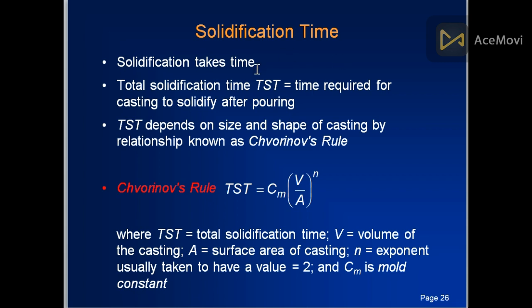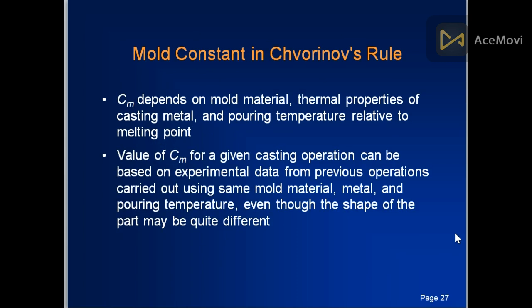Solidification time is extracted from Chvorinov's rule. TST is equal to Cm into V by A power n. V is the volume of the casting, A is the surface area of the casting, n is an exponent usually taken as 2, and Cm is the mold constant. The mold constant in Chvorinov's rule depends on the mold material, the thermal properties of the casting metal, and also the pouring temperature relative to the melting point.